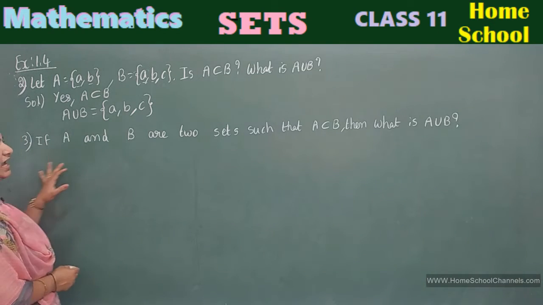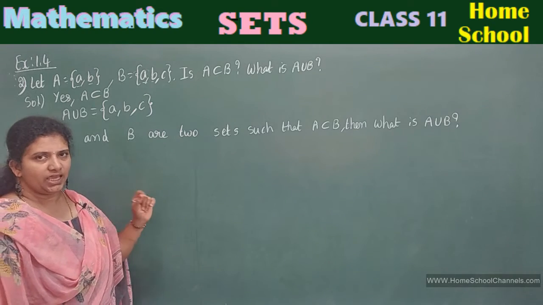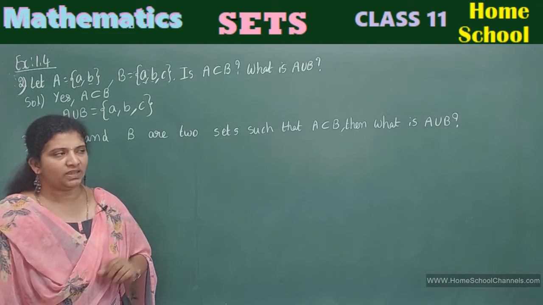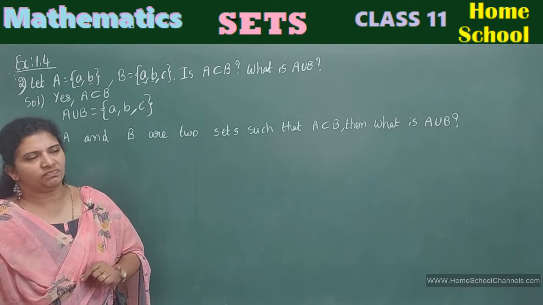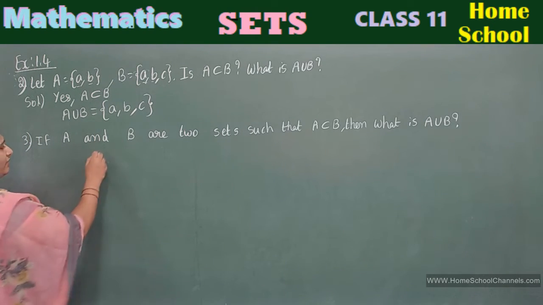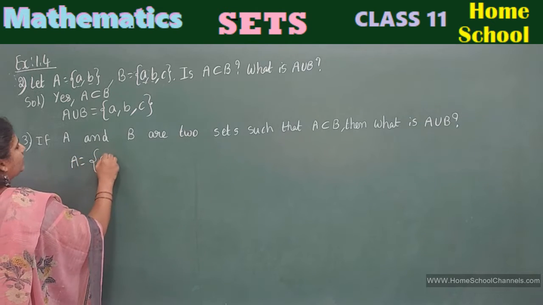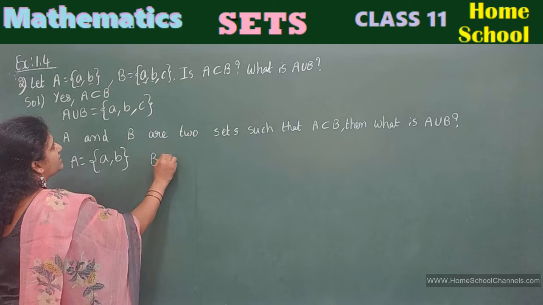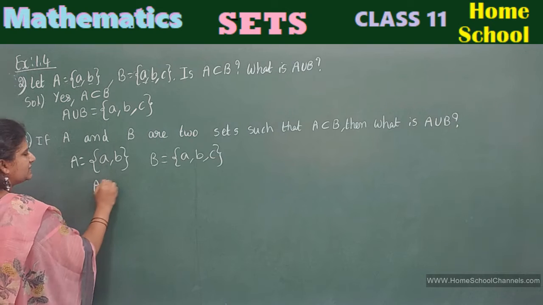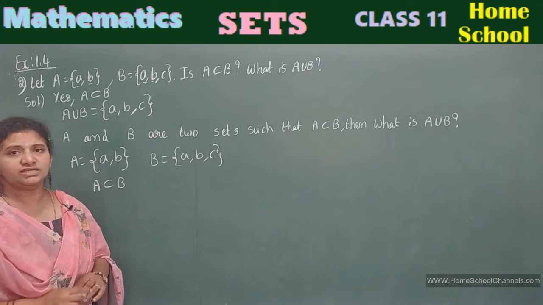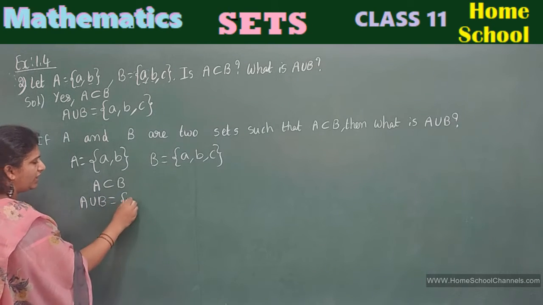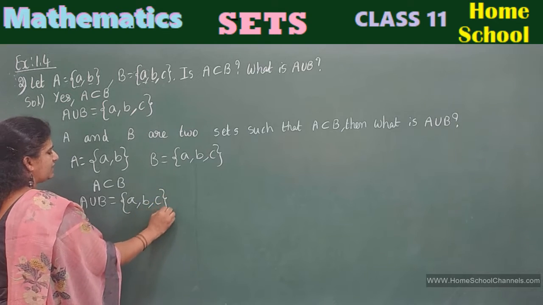Third one, if A and B are 2 sets such that A is a subset of B, what is A union B? Suppose A is a subset of B. Let me take this example only. A is equal to {A, B} and B is equal to {A, B, C}. A is a subset of B. Then what is A union B? We got A union B above also: A, comma, B, comma, C.